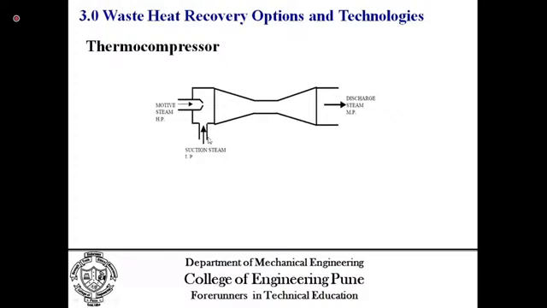When these two streams pass through this converging-diverging section, at this end there is a discharge stream at some medium or intermediate pressure. That intermediate pressure is lower than the motive steam, higher than the suction steam, and sufficient so that this steam will get pushed into the steam header.